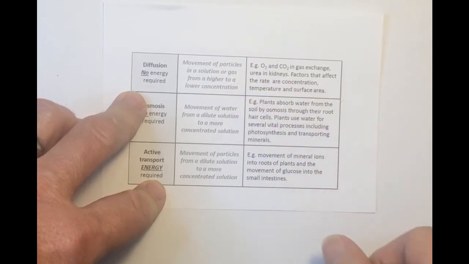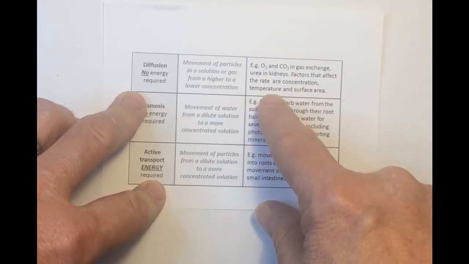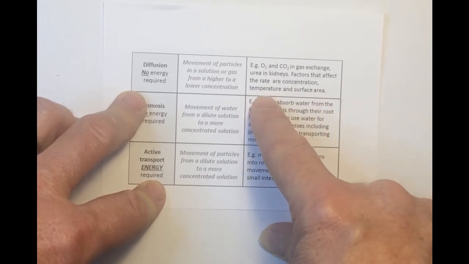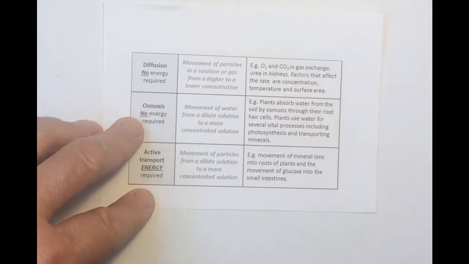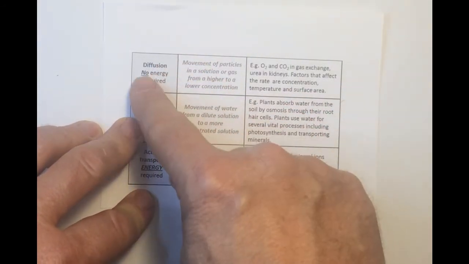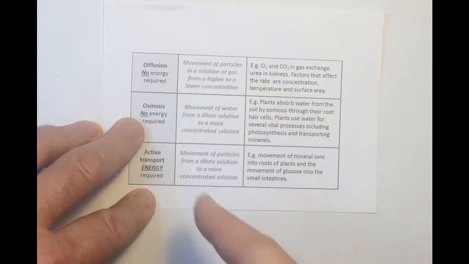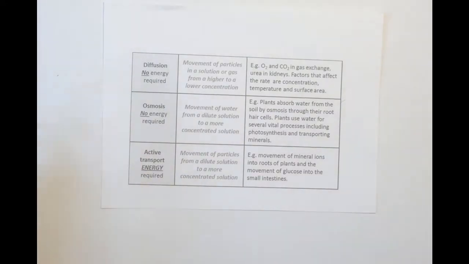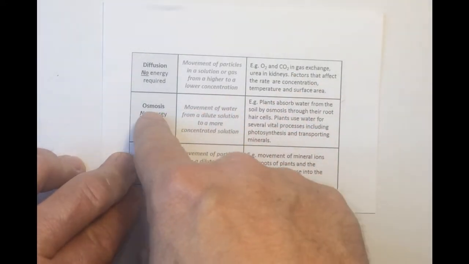There are a number of factors that affect this, mainly temperature and surface area. The warmer it is, the faster it happens. The larger the surface area, the faster it happens. Another key thing about diffusion is that there is no energy required. When that smell goes across the room, it's literally just happening. There is no energy input to make it happen.